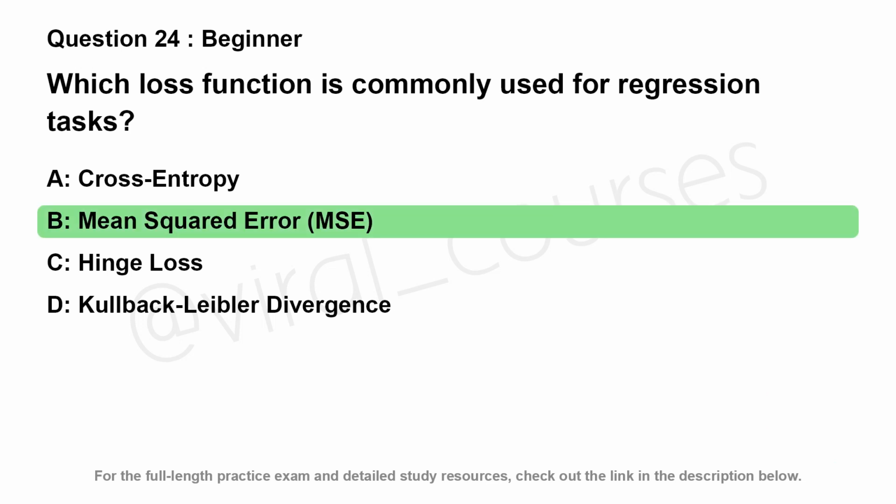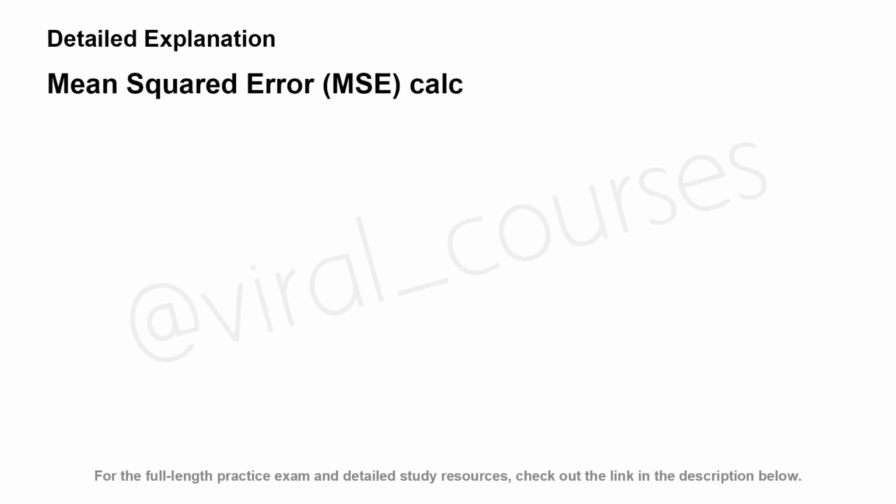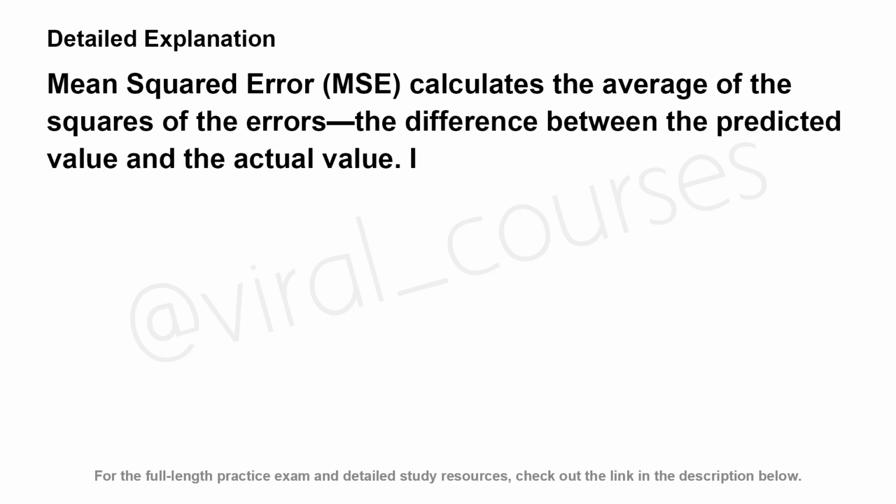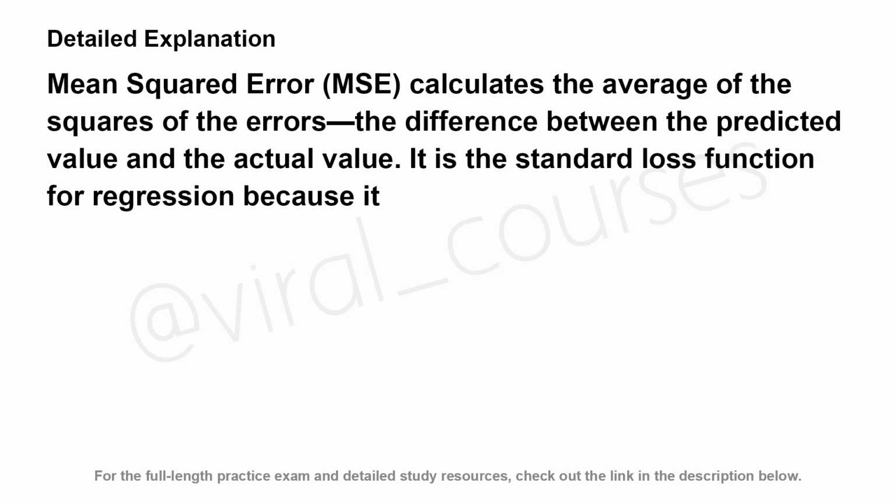The correct answer is B. Mean squared error, MSE, calculates the average of the squares of the errors, the difference between the predicted value and the actual value. It is the standard loss function for regression because it heavily penalizes large errors.